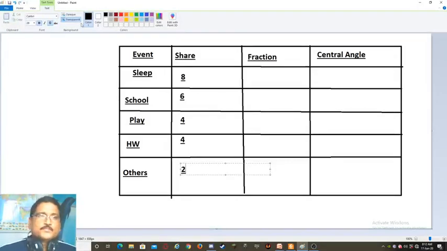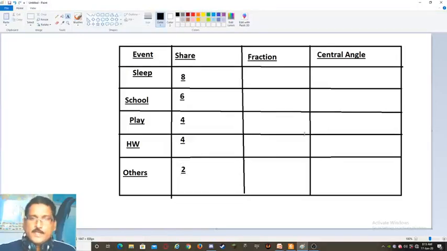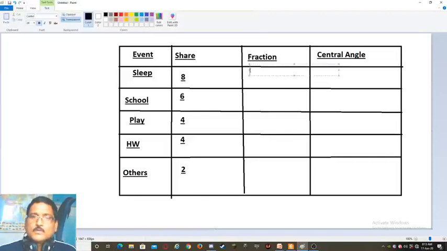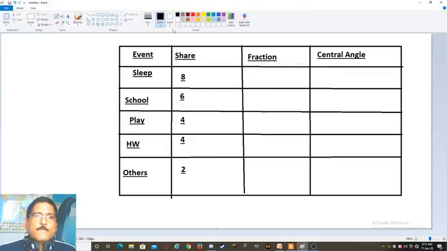Ignore this bar. Now fraction. 8 hours means what? 8 upon 24. I can use the pen here now, it will be better. Okay, 8 hours can be written as 8 by 24 as a fraction. Cut. It is coming 1 by 3.